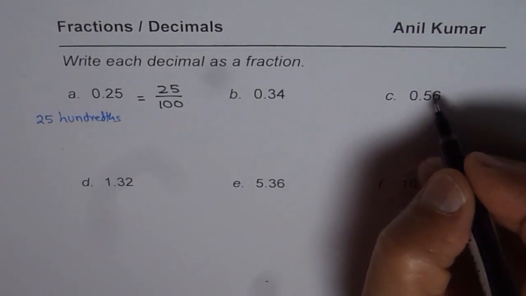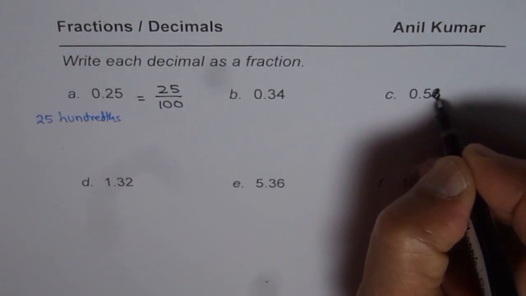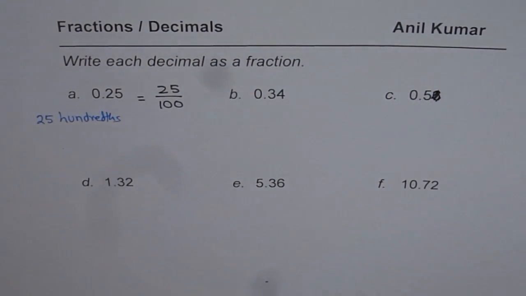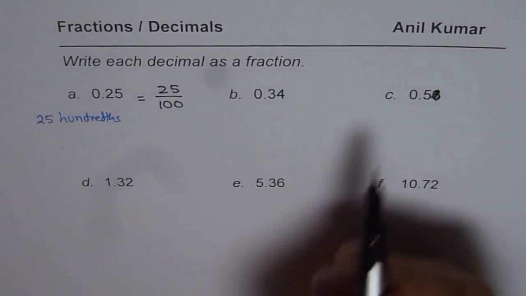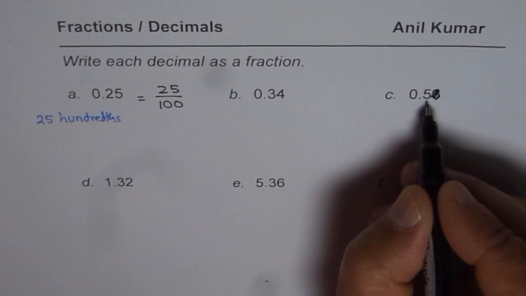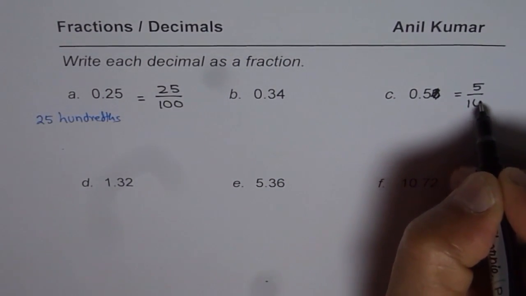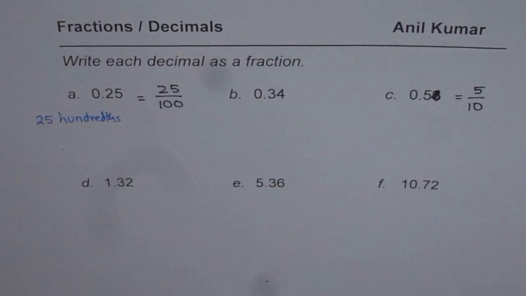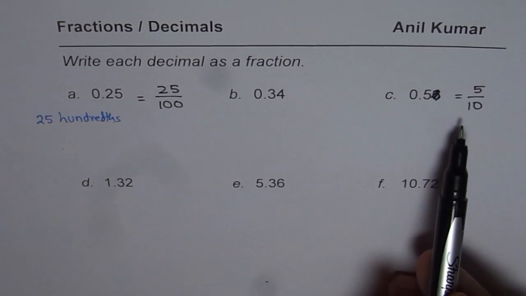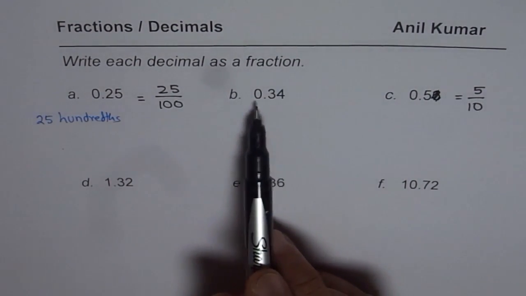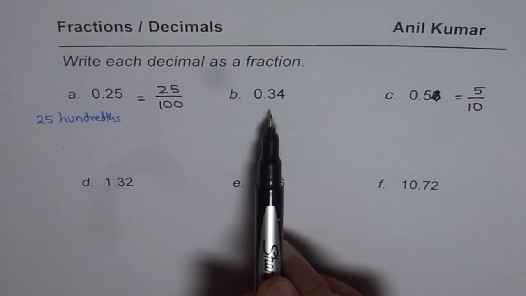0.56. Let me change this number a bit. Let me make it just 0.5, okay? Then show you how to do this. Now it is 5 tenths, right? It is 5 tenths. Do you see that? So 0.5 can be treated as 5 tenths, and that should help, right? Now, this is for you to do, so you can try it out.